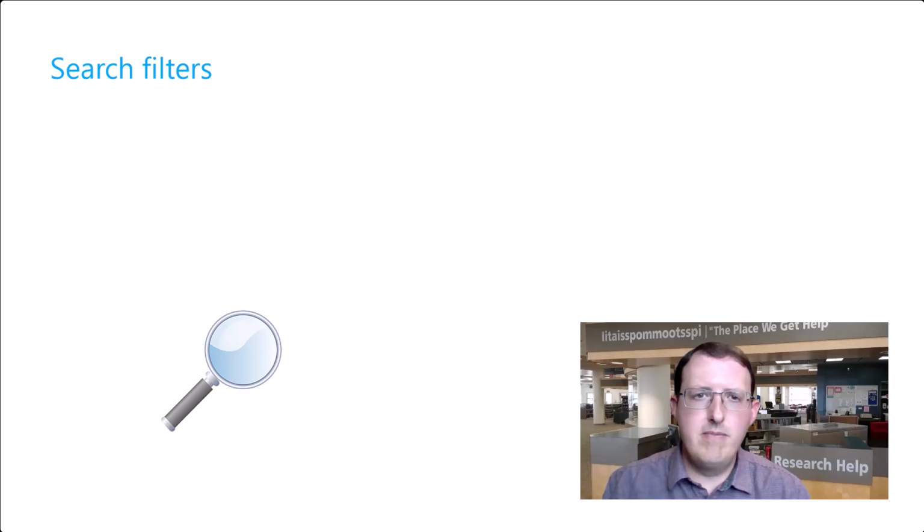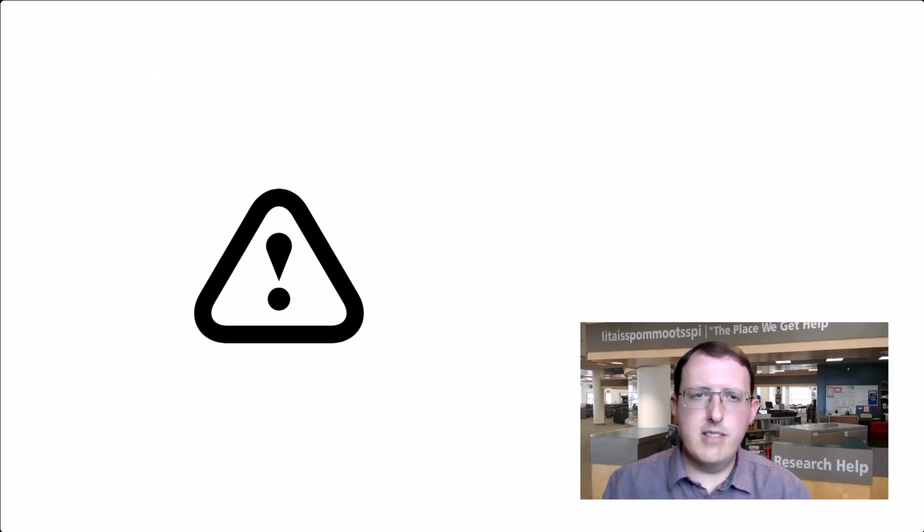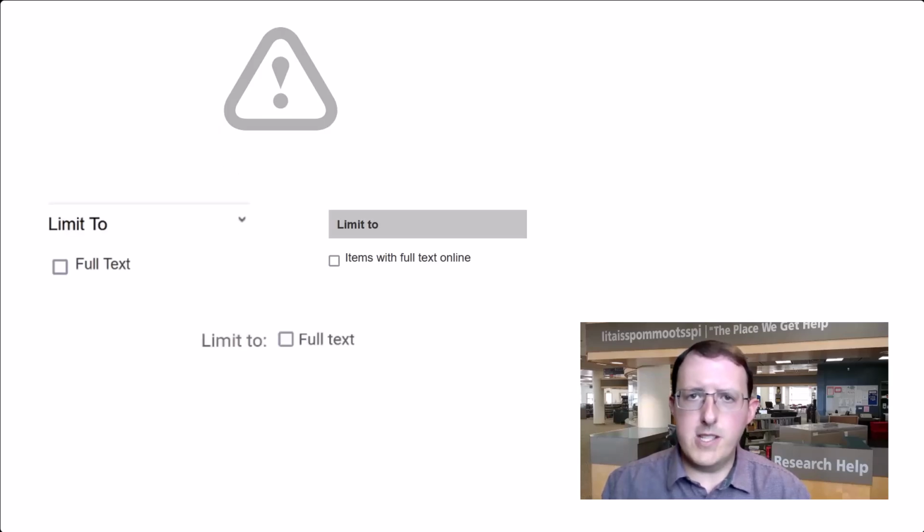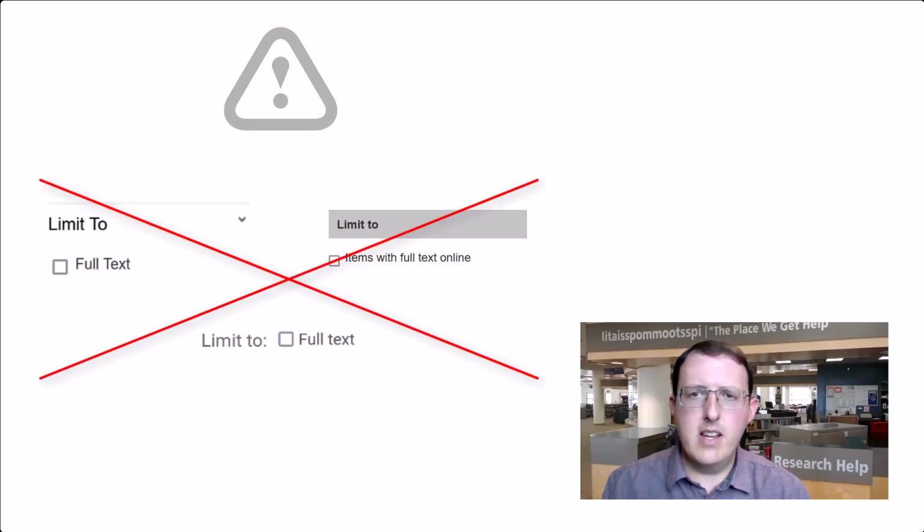A word of caution. Many search tools have a full text filter, limiting results to those items that are available in full text. We usually advise against using those filters because often the results they exclude are readily available in another library database, and find full text links will lead you to them.